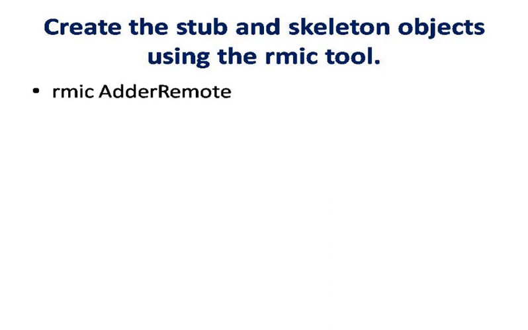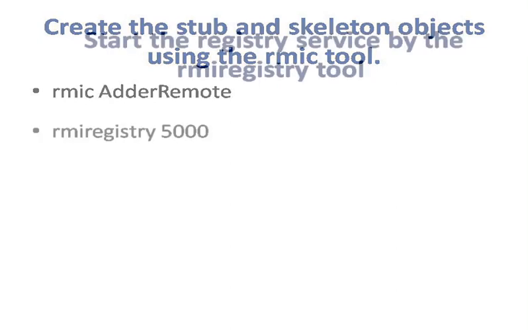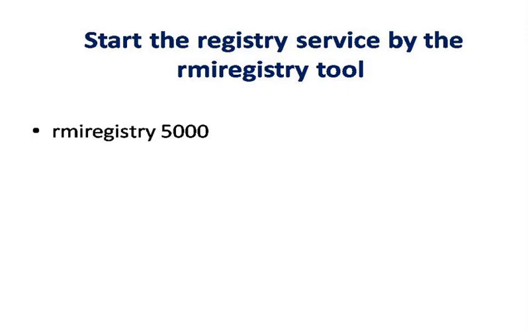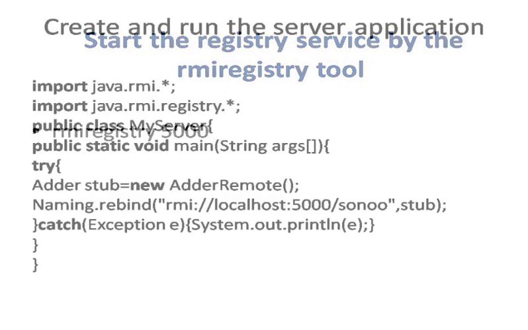Once you give this, stub and skeleton objects will be created. So we'll be having adder remote stub, adder remote skeleton, and adder remote dot class file. Three class files will be generated once you do this compilation. Then we have to start the RMI registry, using the command rmiregistry, and we just give a port number.